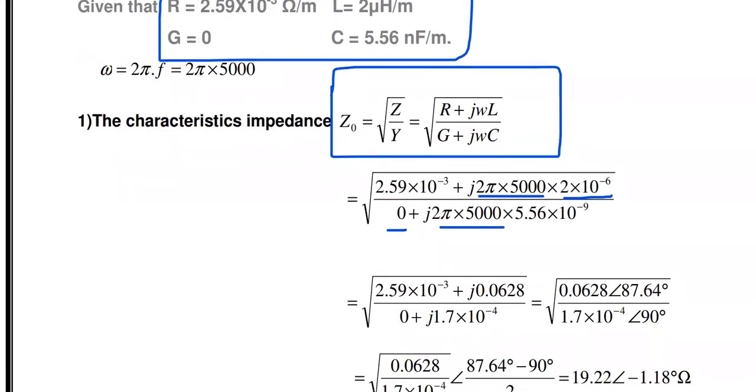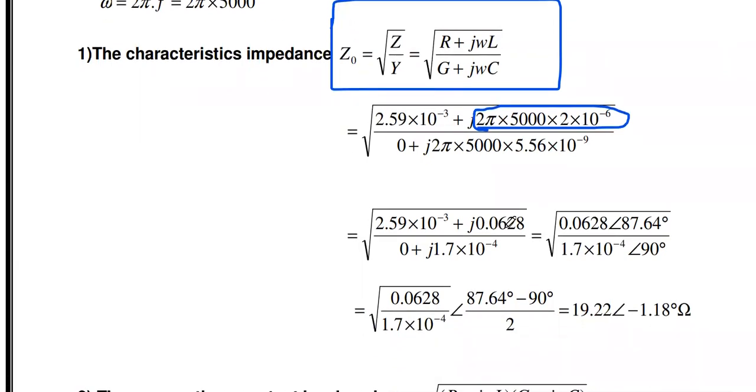After that you just multiply the terms. The first quantity you keep as it is, 2.59 × 10^-3. Then you multiply all these things, so we get 0.0628. Similarly, you multiply all these things, so 0 plus j1.7 × 10^-4.